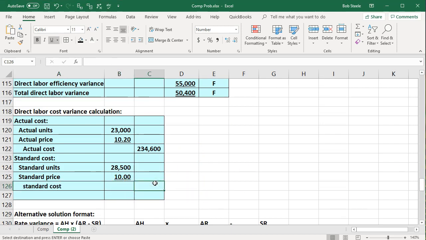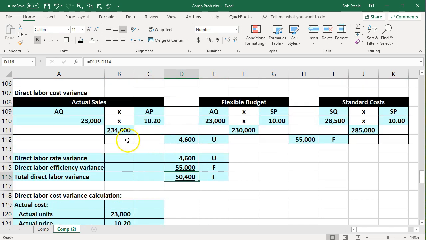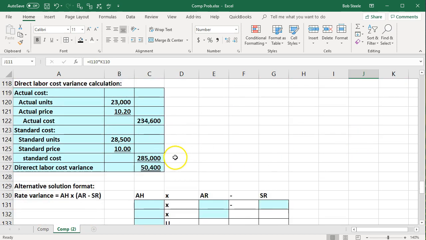So the standard cost is equal to 28.5 times the 10. That gives us the 285,000. And the total then, if we subtract these out, equals, I'm going to take the larger number minus the smaller number. And that's just another calculation of our total difference, which we calculated here. So it's the same as basically this minus this.